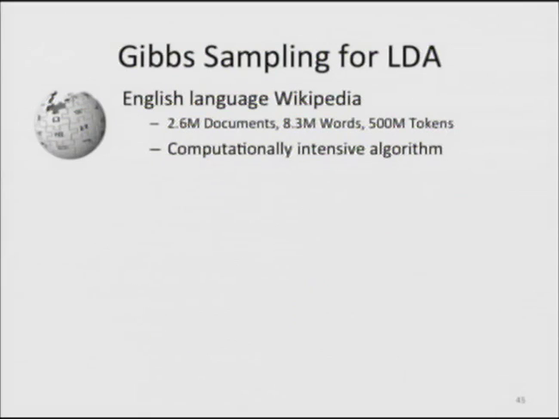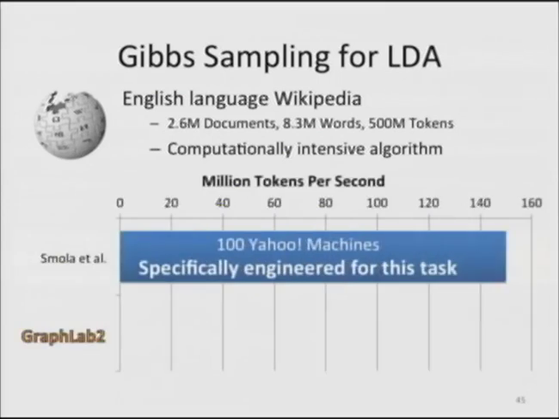Another thing we could do, maybe a little bit more important, is trying to reason about topical distributions of documents. So we can apply Gibbs sampling to the LDA model for the Wikipedia data set. Here we have a data set with 2.6 million documents, 8.3 million words, and 500 million tokens. This is a computationally intensive algorithm, and here's what we see. A system designed at Yahoo for solving this problem, a very optimized system, can achieve 150 million tokens per second with 1,000 topics per token. So this is a pretty good result.